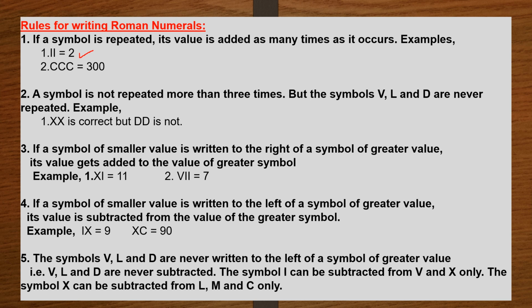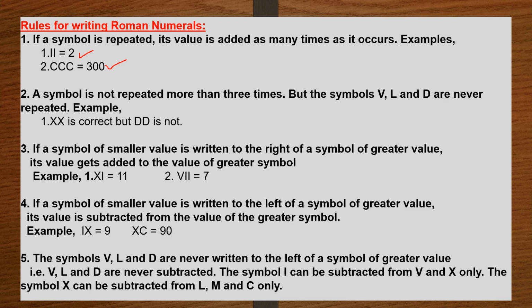C, C, C. C is written 3 times. Value of C is 100. So 100 plus 100 plus 100, which is equal to 300. So if a symbol is repeated, its value is added as many times as it occurs.